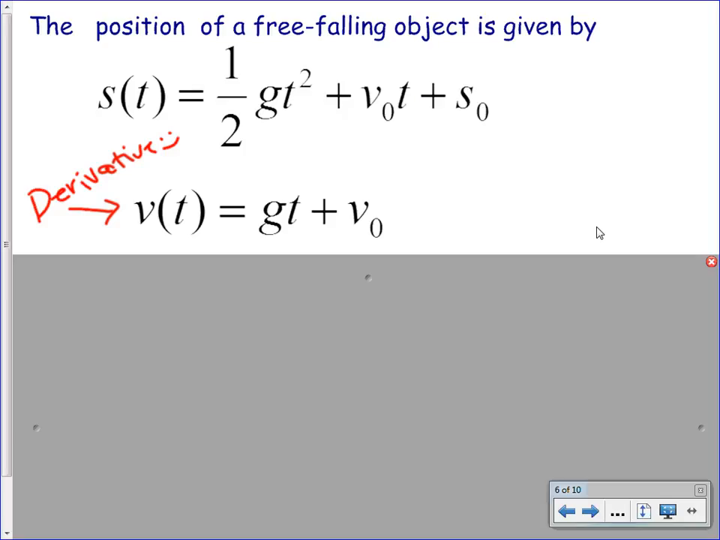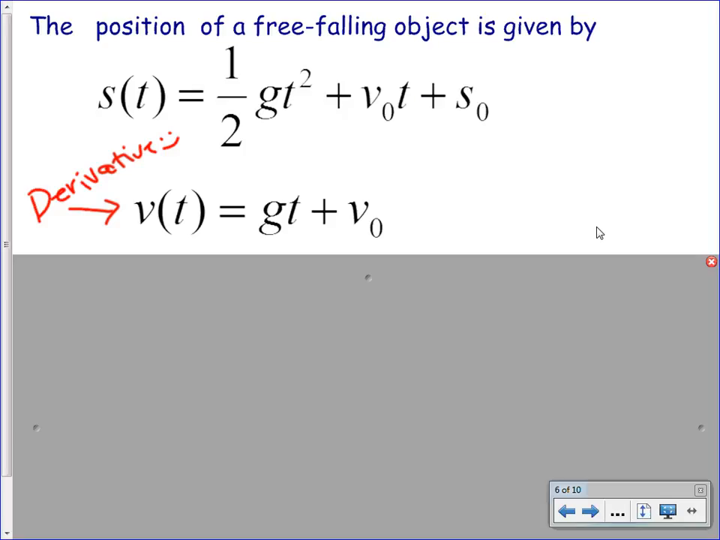What is gravity in meters per second squared? Negative 9.8, right? What about, do you know what it is in feet per second squared? Negative 32. Okay. Now, the book problems are going to already have the gravity put in there for you. Okay. So, let's talk about what is this V naught?